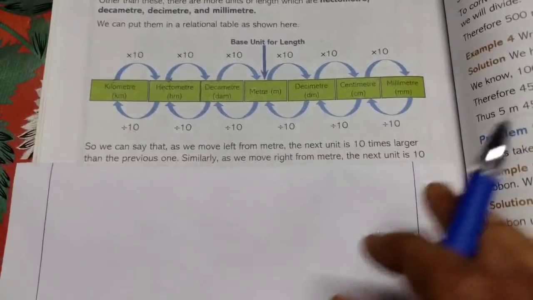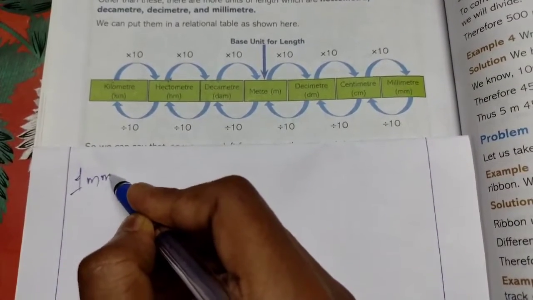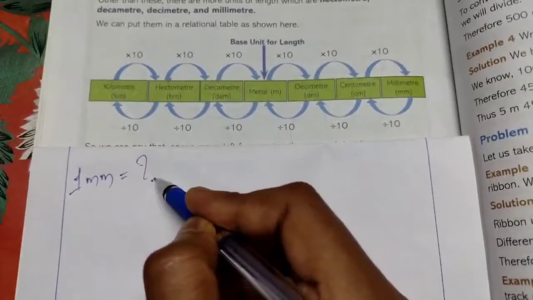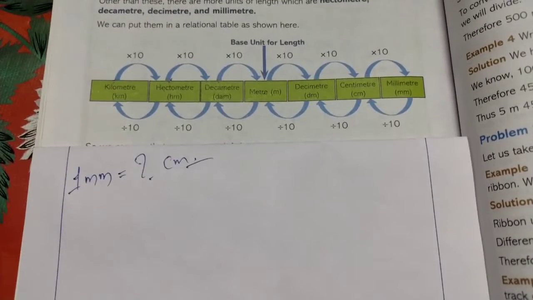Next, let me explain the ascending order format. Now let us try to revise the question. Earlier we discussed descending order, and now I will discuss ascending order. Now suppose I ask you to convert 1 millimeter into centimeter. This is the simplest example which I can share with you.